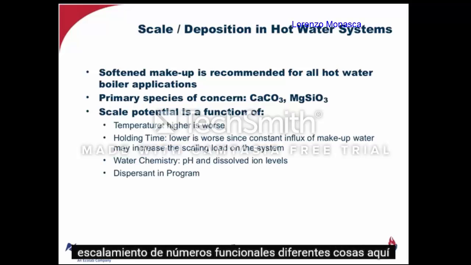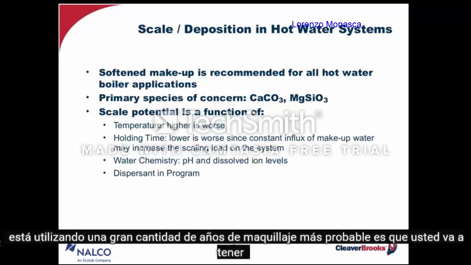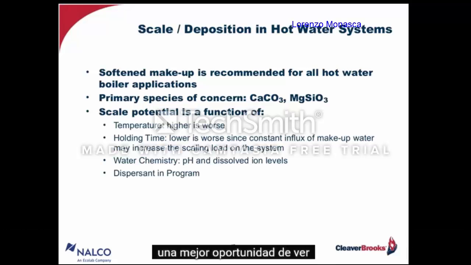So scale is a function of a number of different things here. I have them listed out. Temperature: the higher the temperature, the worse is the likelihood that you're going to see scale occurring. And shorter holding times, this refers to the amount of makeup actually that you're using. So how long is that component, the contaminant, the sludge, whatever, going to stay in your system once it forms? So if you have a very short holding time, you're using a lot of makeup, your likelihood is that you're going to have a bigger chance of seeing scale end up in your system.